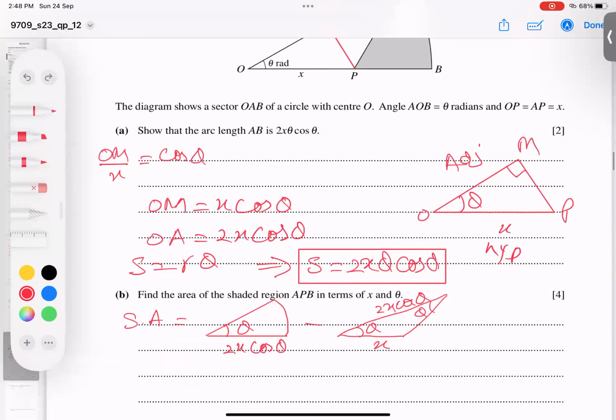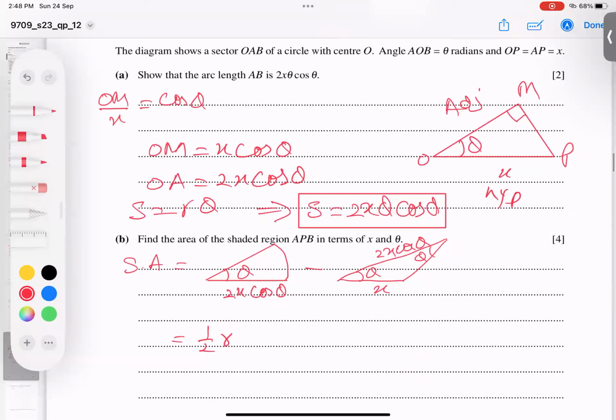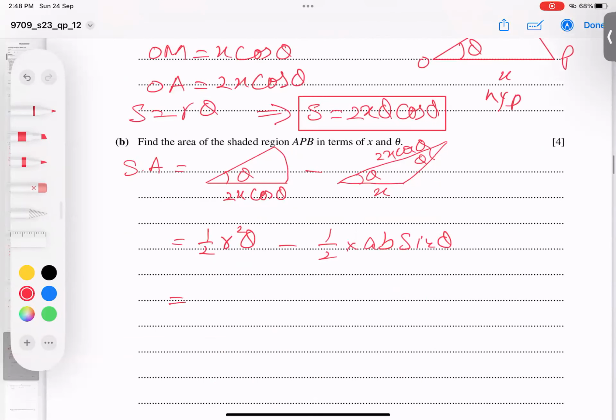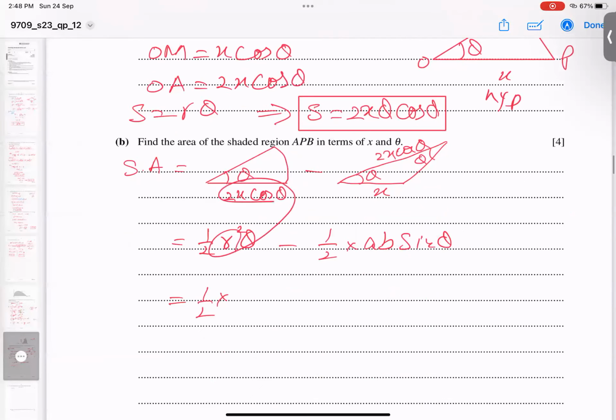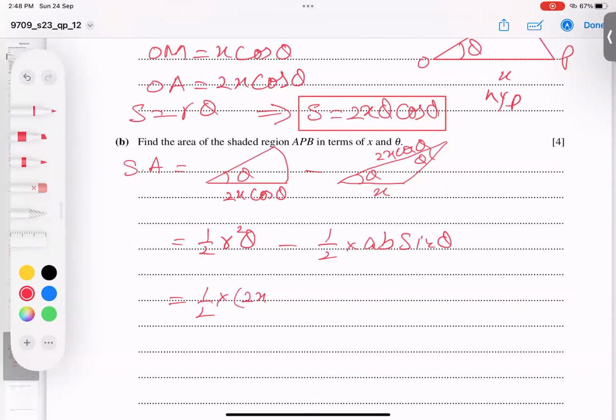What is the formula of the sector? Half r squared theta. And the triangle? If two sides are given and the middle angle is given, half ab sine theta. Half r squared: the radius is 2x cos theta, and the angle is theta. And half into a, what is a? x. What is b? This length. So I get half x times 2x cos theta into sine theta.